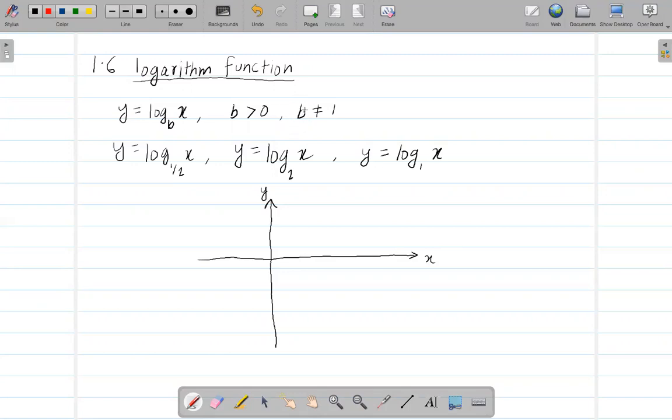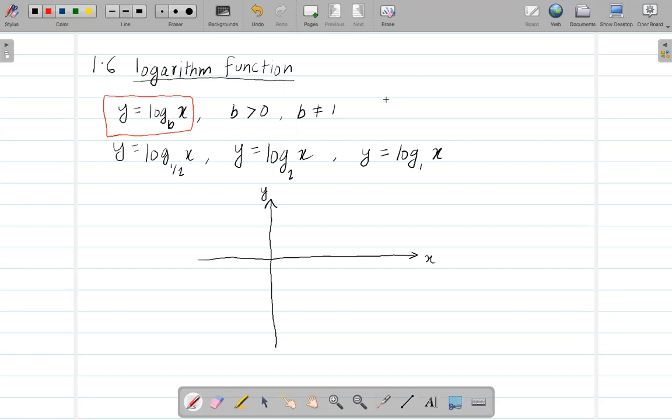Okay, so here is the logarithmic function. When you say logarithmic function, we write it in this form. This is how we write a logarithmic function, log base b of x. The condition here is that this b, on the base or on the bottom, must be greater than 0 and not equal to 1.